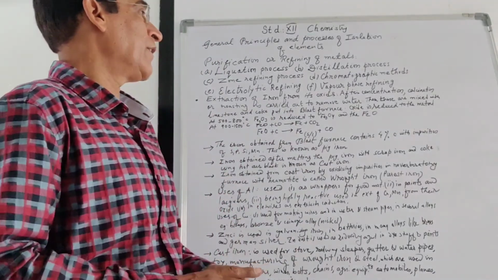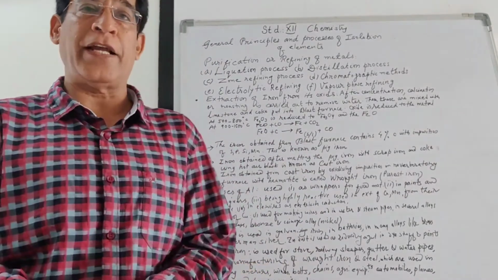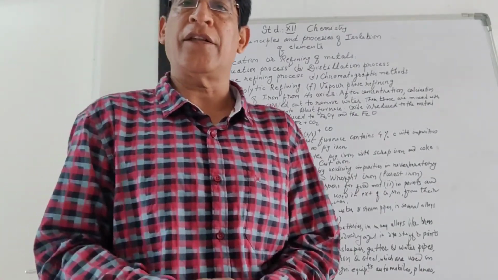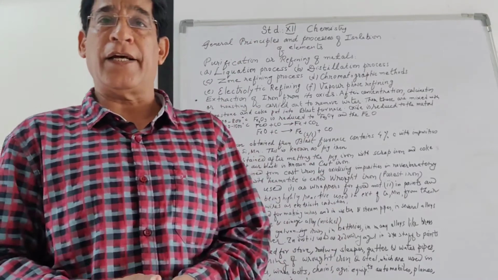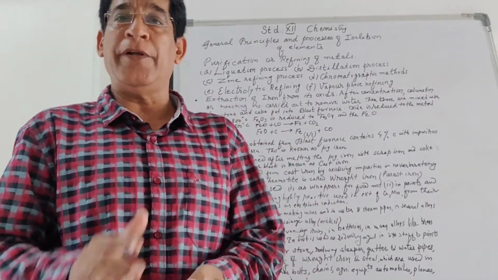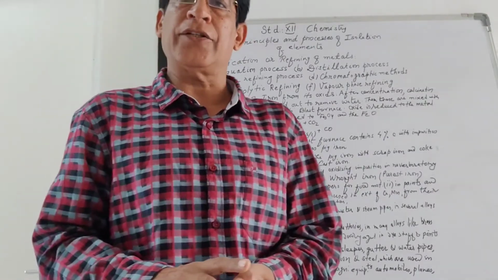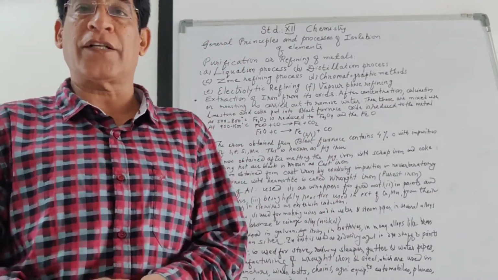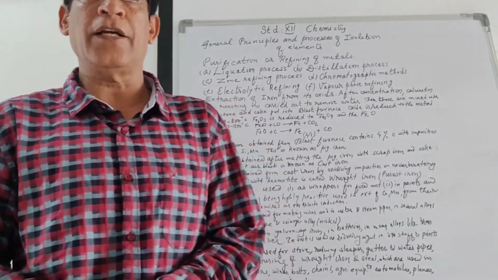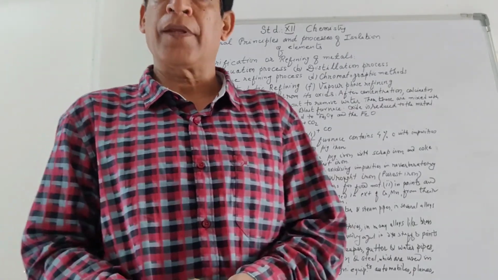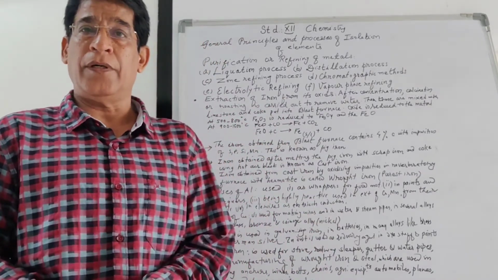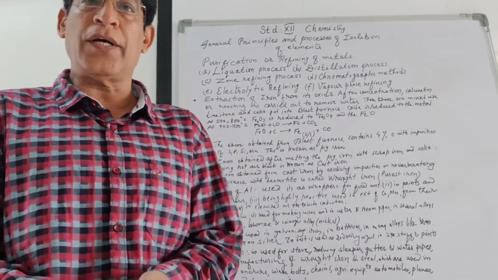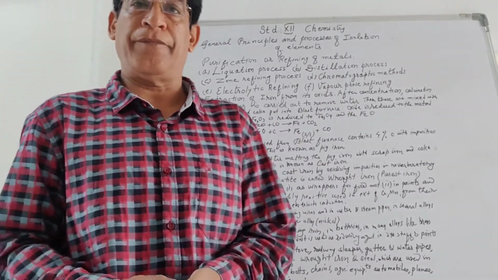Fifth method is electrolytic refining. Some metals such as Cu, copper, Ni, nickel and Al, aluminum are refined electrolytically. The Hoope's process is the process for the electrolytic refining of aluminum. Impure aluminum forms the anode and the pure aluminum forms the cathode.